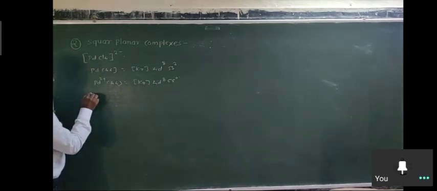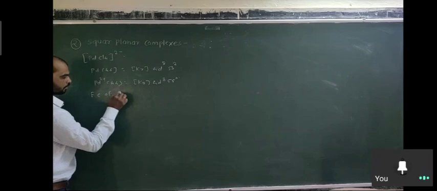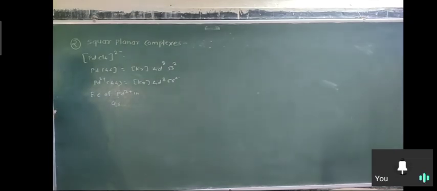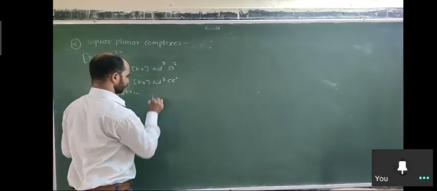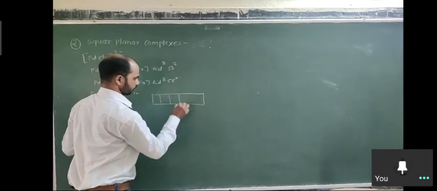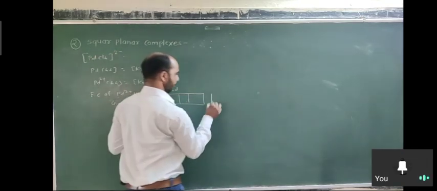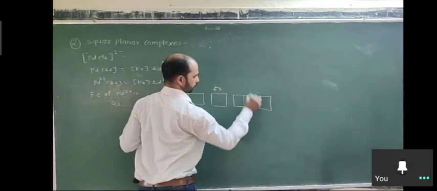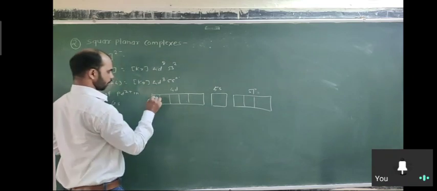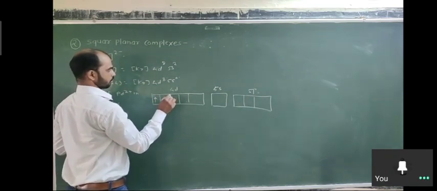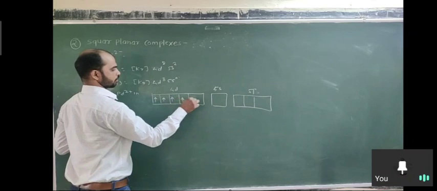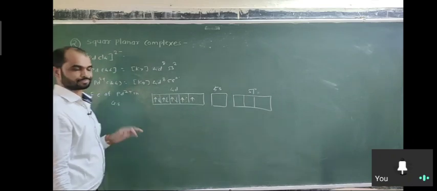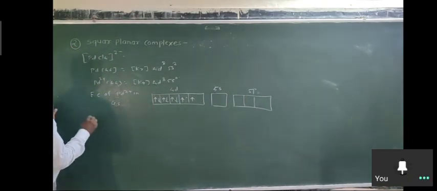So the electronic configuration of palladium 2 plus in the ground state: 4d, 5s, 5p. How many electrons? 8 electrons. Okay. Then the excited state.